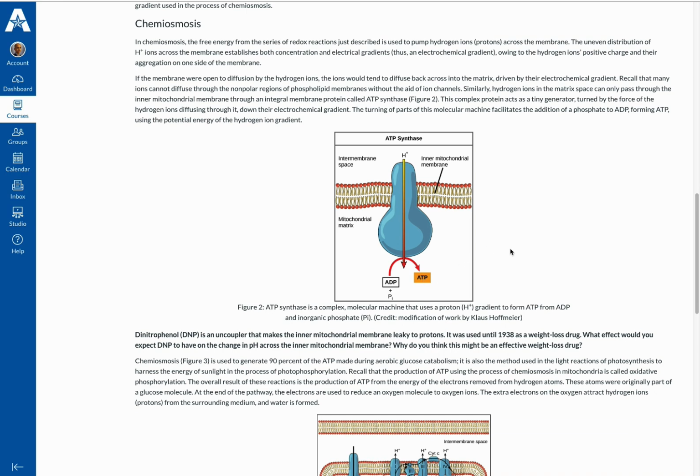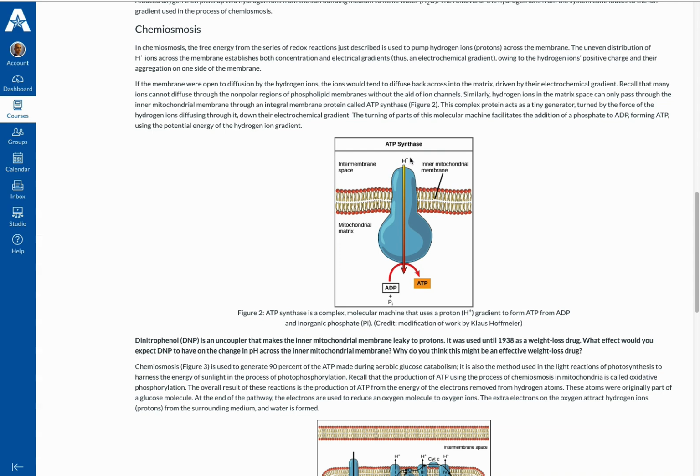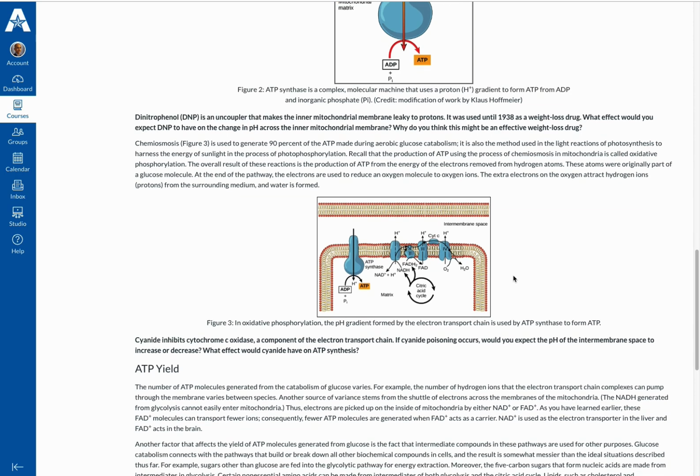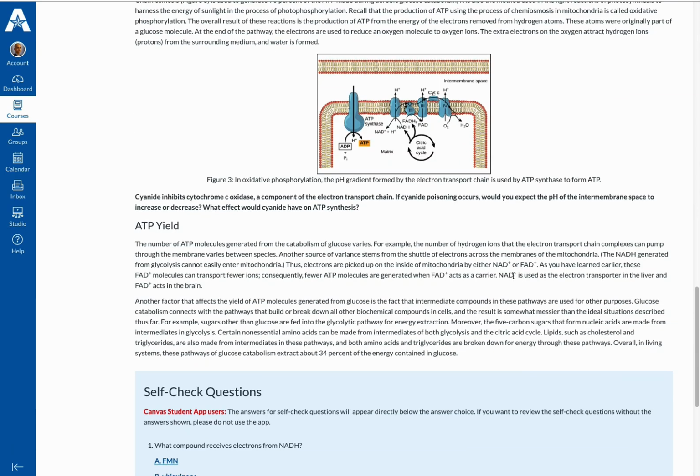And this is where the majority of the ATP comes from: chemiosmosis, finally using all those NADHs to pump those hydrogen ions and eventually use those hydrogen ions, the potential energy stored in that concentration gradient, to phosphorylate ADP to make ATP. And we make about 32-ish ATPs from every glucose.